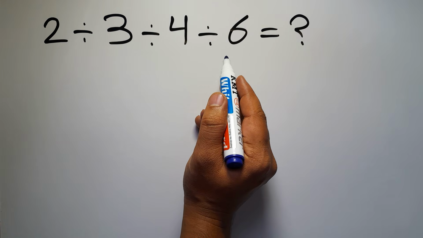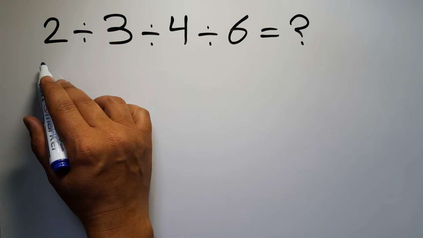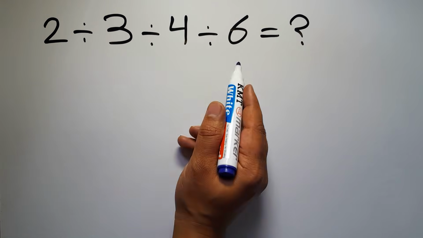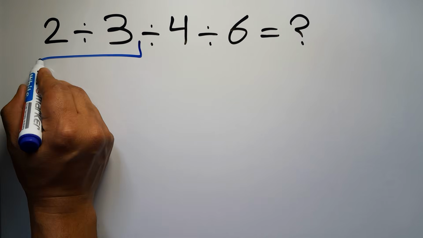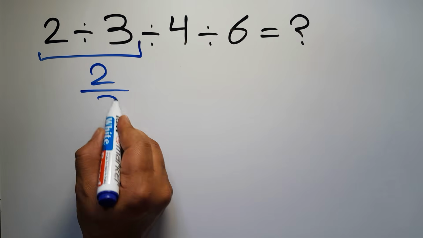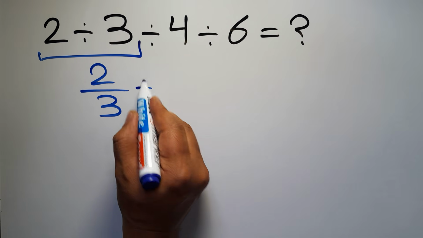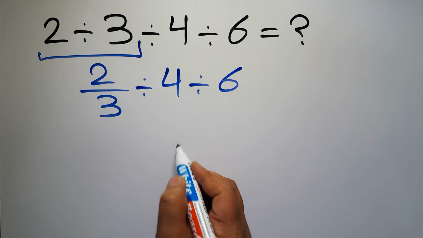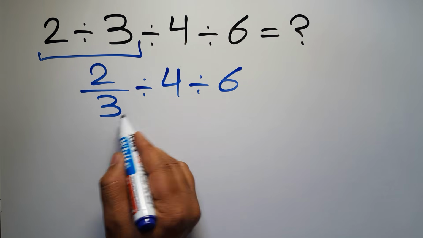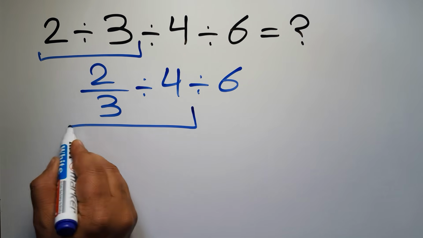According to the order of operations, when we have more than one division in an expression, we have to work from left to right. So here first we have to do this division. 2 divided by 3 can be written as 2 over 3. And here we have divided by 4 and divided by 6. Now we have to do this division, 2 over 3 then divided by 4.